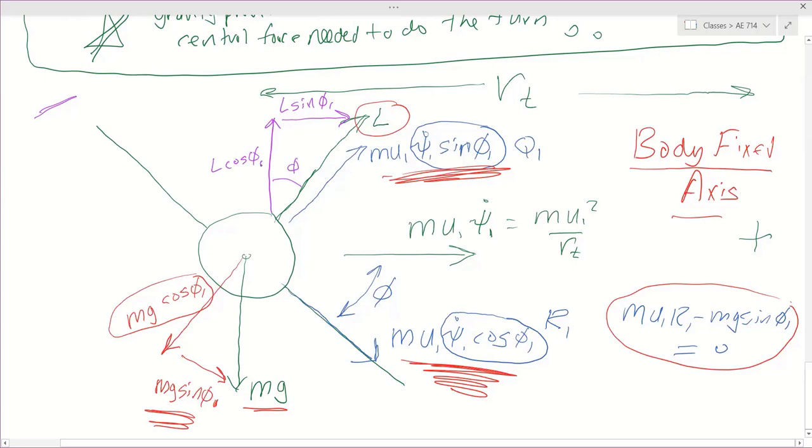cosine phi. I guess I missed an opportunity to choose Shocker gold here, didn't I? Shocker yellow. Well, we'll do that another time.